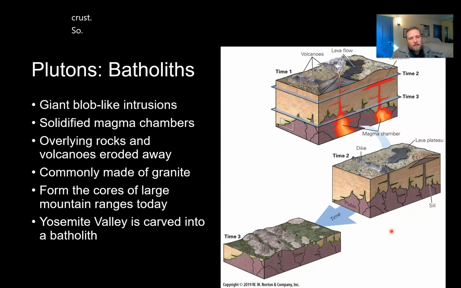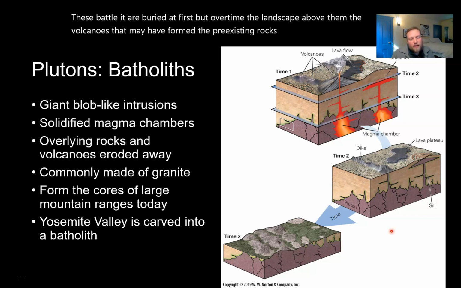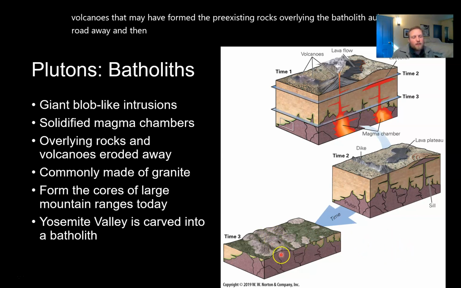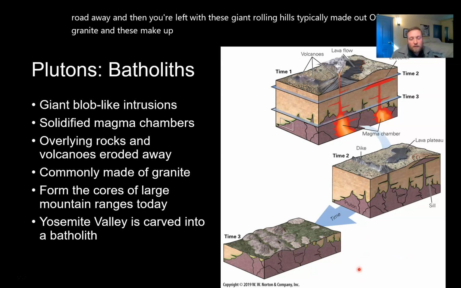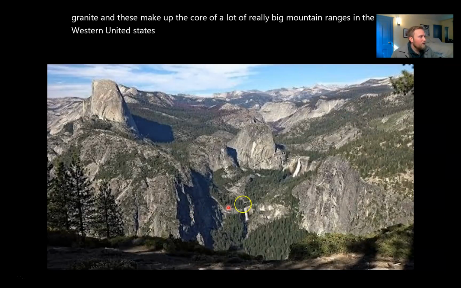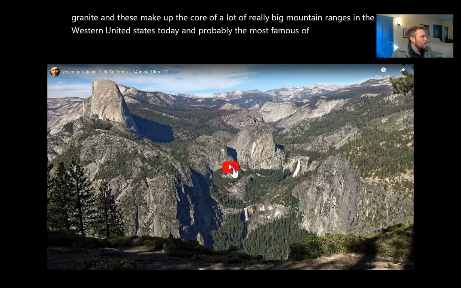So these batholiths are buried at first, but over time, the landscape above them, the volcanoes that may have formed, the pre-existing rocks overlying the batholith all erode away. And then you're left with these giant rolling hills, typically made out of granite. These make up the core of a lot of really big mountain ranges in the western United States today, and probably the most famous of these is the Yosemite Valley.